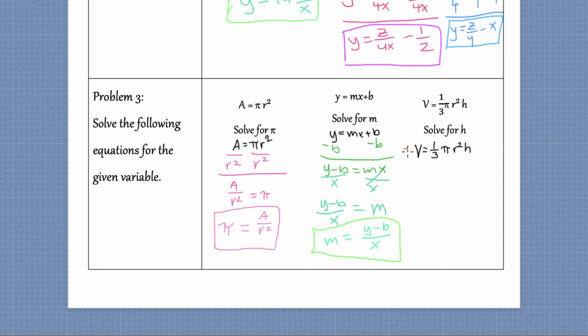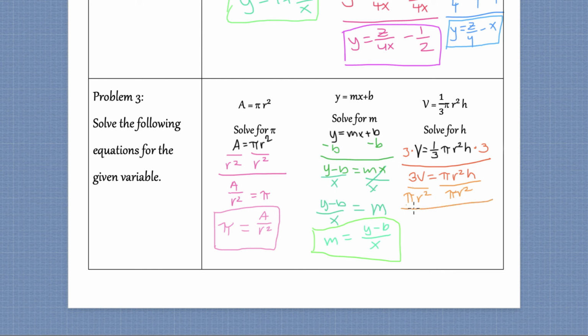So we are going to multiply this side by 3, and then multiply this side also by 3. And so we're going to end up with 3V is equal to, and then 3 times 1/3 cancels out and just leaves us with 1 times pi r squared h. Now that we have this, we just want h alone, and so we can divide this side by pi r squared to just get the h alone, and divide the other side also by pi r squared.